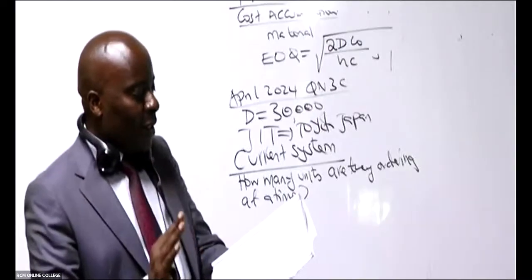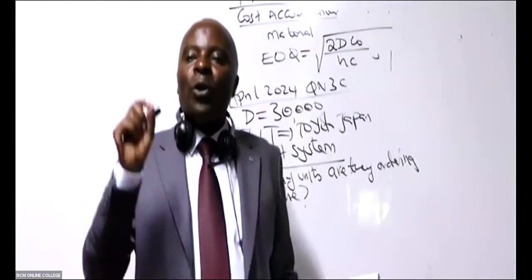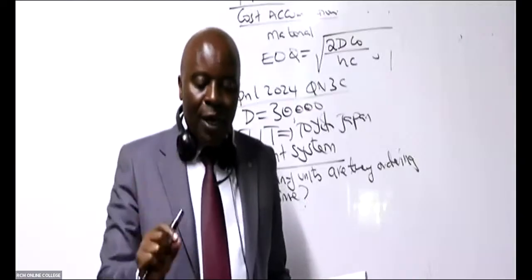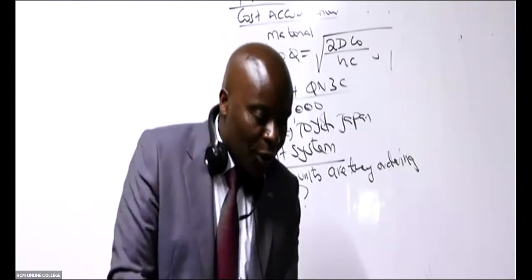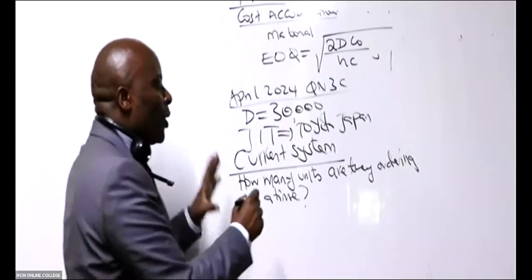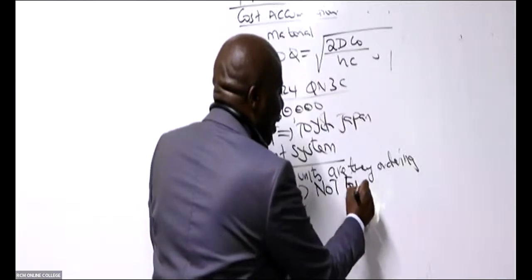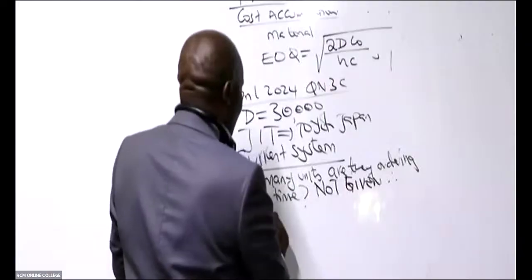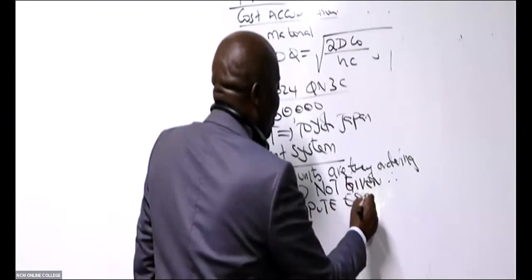How about, ladies and gentlemen, the current system? The current system, the reorder quantity has not been given. When the reorder quantity is not given, you always compute EOQ. So in this case, this is not given, and therefore we shall compute EOQ. You can just have brief notes: not given, and therefore we shall compute EOQ.